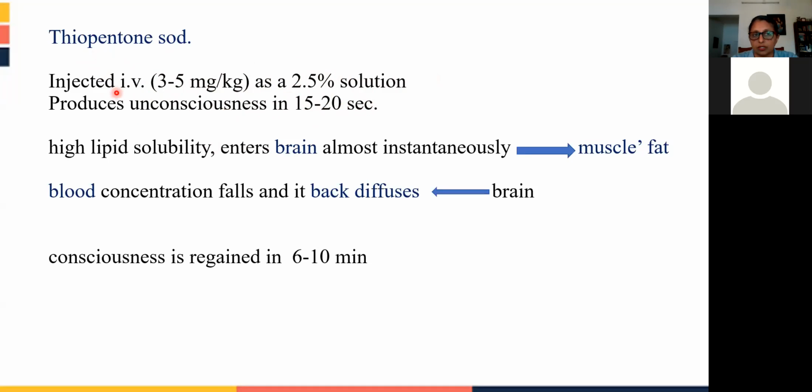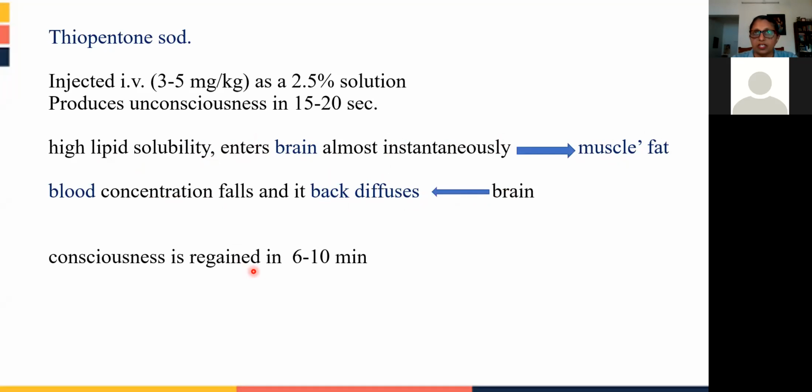So what is the reason? It is a highly lipid soluble drug. When we are injecting, it first enters the blood, then goes to the brain, and immediately enters the brain, because the brain is also lipid rich. From there, there will also be distribution to muscle and fat, so the blood concentration reduces. So from the brain, it back diffuses to blood. That is the first dose.